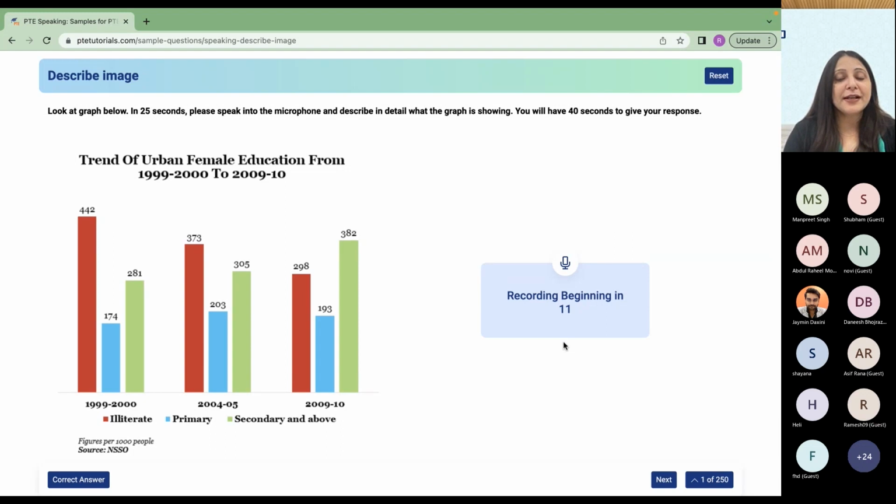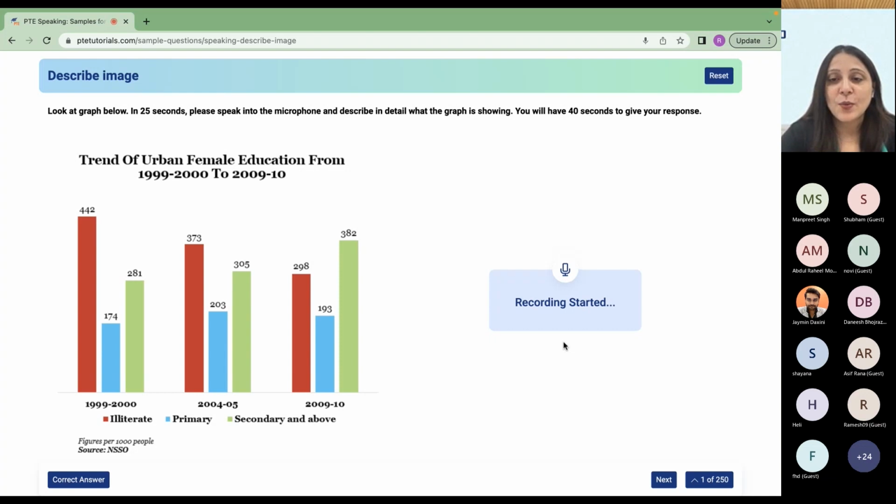I will start with the timer and you will have to see. I will stop 5 seconds before the timer ends. Why? To make sure the computer does not register an incomplete answer. Check it here. Recording beginning in 1, 0.